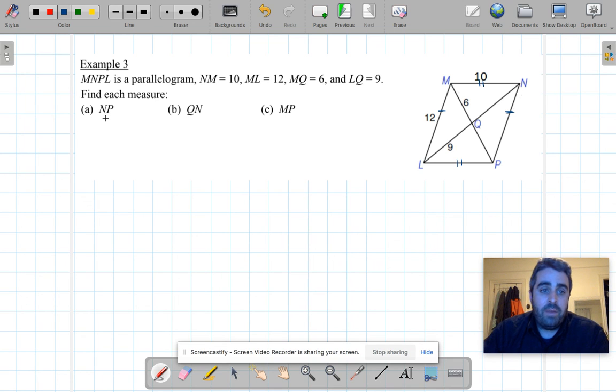So the first one says, what's the measure of NP? Well, I know ML is 12. So therefore, I know NP is also 12.